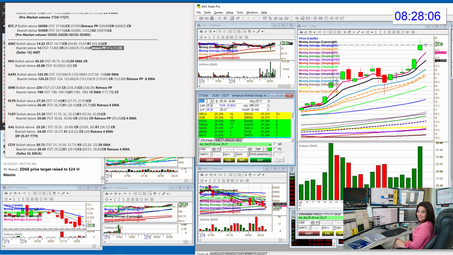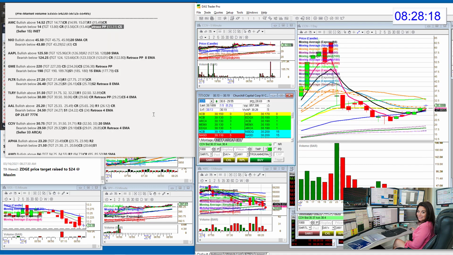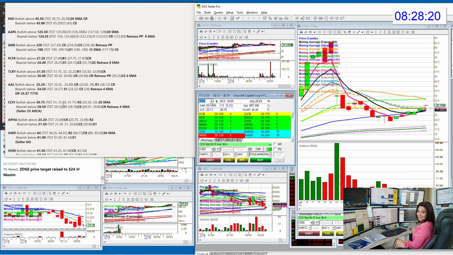American Airlines, trying to push here. Bullish above 25.20. We just went above our bull level. Bear below 24.50. CCIV, bullish above 30.75. Normally I wouldn't pick that level, but we already went there and pulled back. So yeah, not bad, and we were kind of above it.